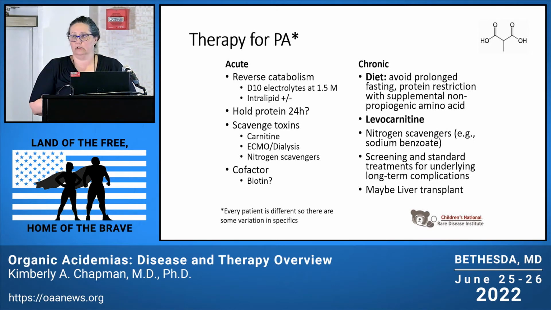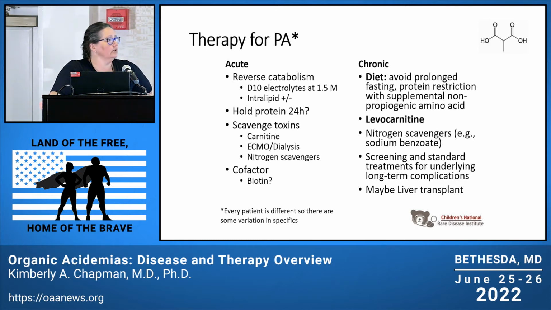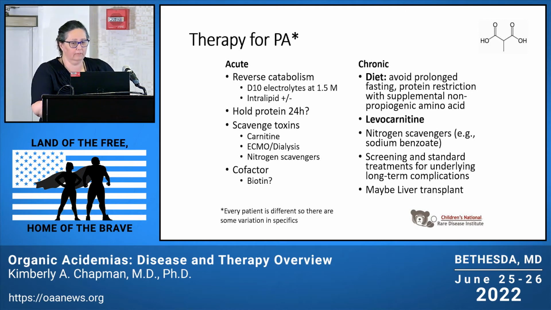But the balance there is kind of complicated. And in some cases, you may not even need the non-propiogenic amino acid supplementation because your protein amount is such. We're going to use levocarnitine. We also become deficient in levocarnitine, so I've got to prevent that deficiency and scavenge the acid. We might use nitrogen scavengers if ammonia is one of your major problems. And then we're going to screen and do standard therapies for the underlying long-term complications.